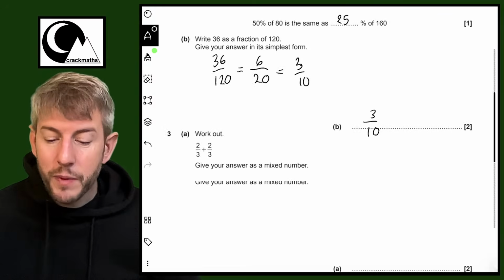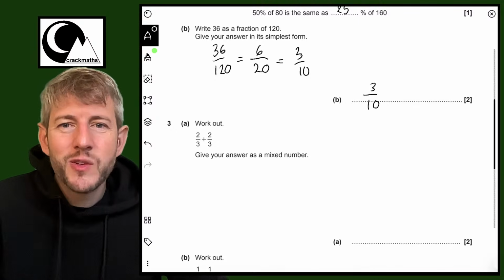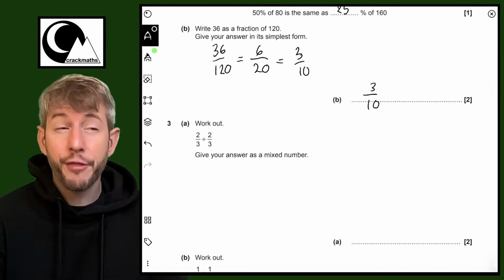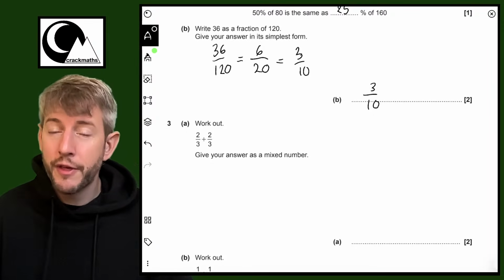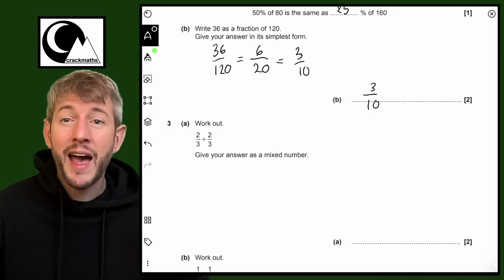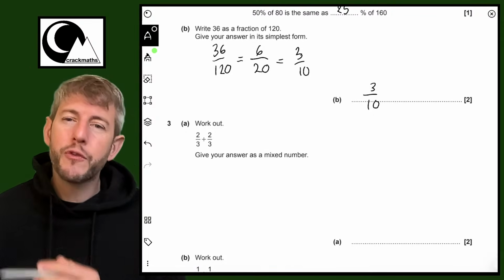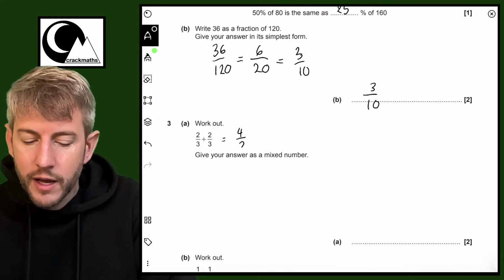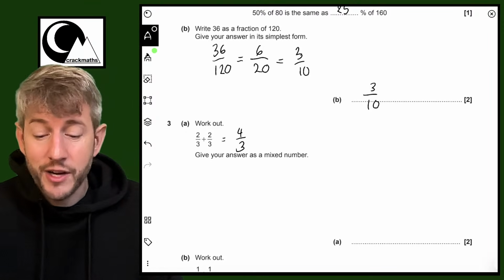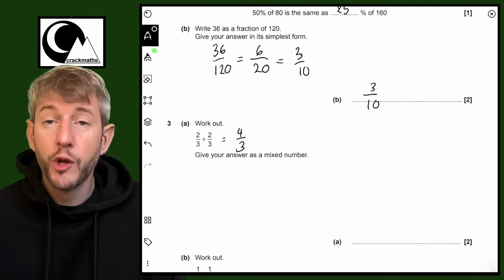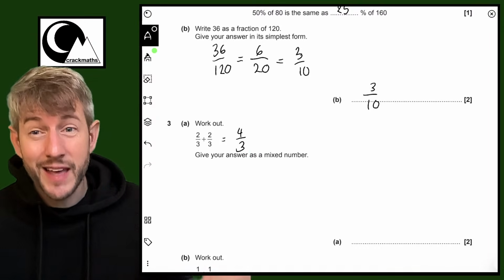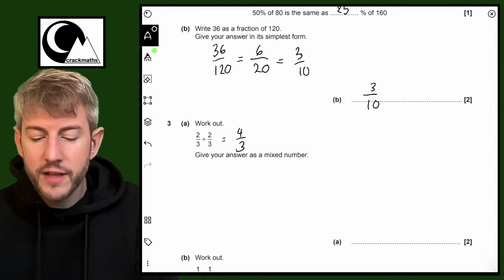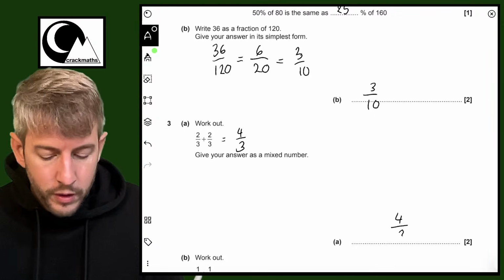Right, next part we've got here, question 3A, which is work out 2 over 3 add 2 over 3. So we're adding thirds together here. So we're adding 2/3 to 2/3. So the question is, how many thirds do we have? If we've got 2/3 add 2/3, well, that gives us 4/3. And this is the principle for adding fractions, which is you add the top numbers, but not the bottom. The bottom number must be the same, because otherwise you're not adding the same thing together. So here we go, 2/3 add 2/3 is 4/3.